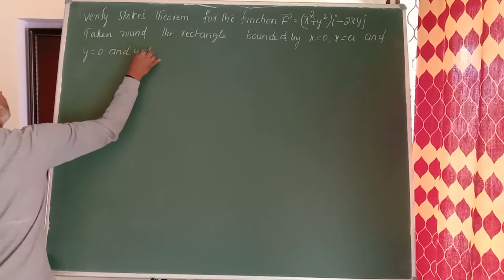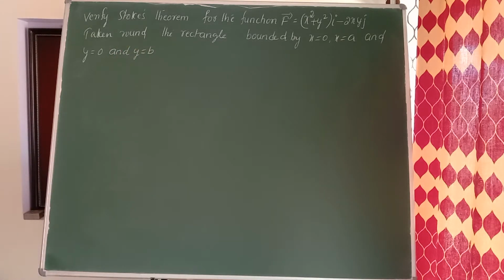So have a look on this, dear children. The question once again I recall: verify Stokes theorem for the function f vector is equal to x square plus y square into i minus 2xy j, taken around the rectangle bounded by x is equal to 0, x is equal to a, and y is equal to 0 and y is equal to b.